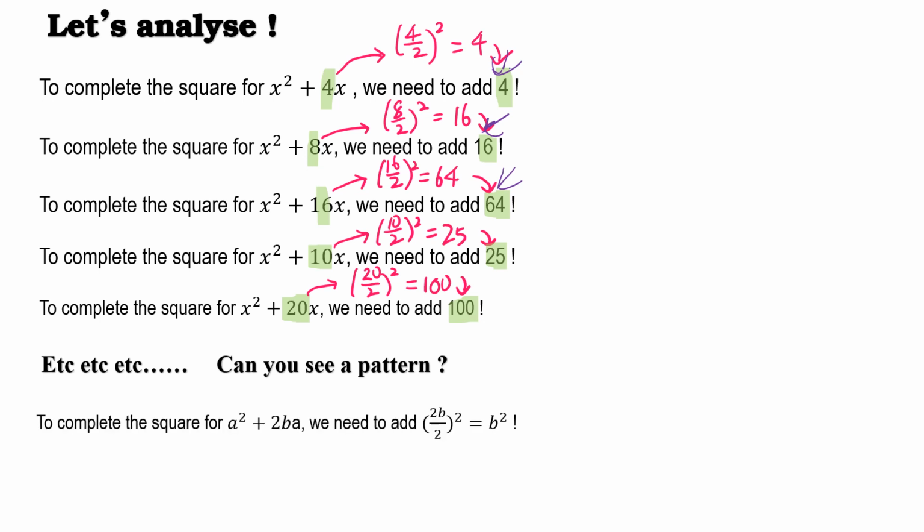Right, so if you're going to represent this 4x, 8x, 16x, 10x, 20x by a value, if you're going to complete the square for a squared plus 2ba, that means to complete the square, we need to take the coefficients. In the first few examples, we are taking the coefficients of x. 4 is the coefficient of x. 8 is the coefficient of x here. 16 is the coefficient of x here, so on and so forth. So if you have a term ax, that means a is the coefficient of x. Right, so you take the coefficient of x, you divide by 2, and you square it.